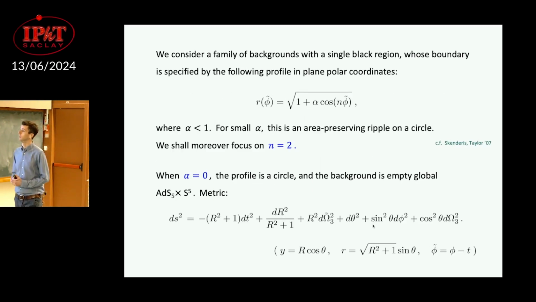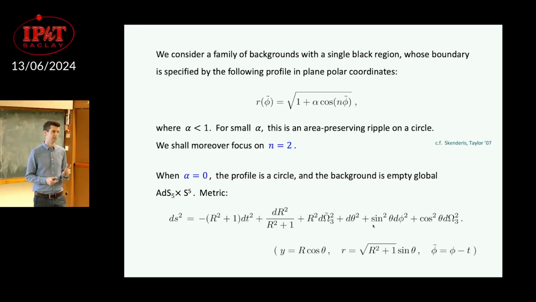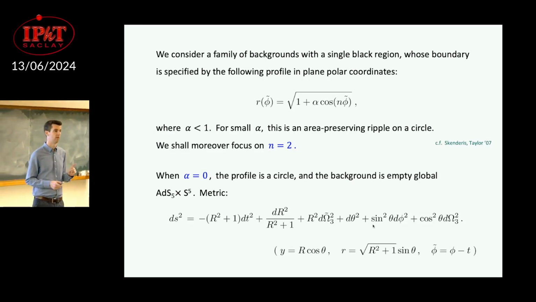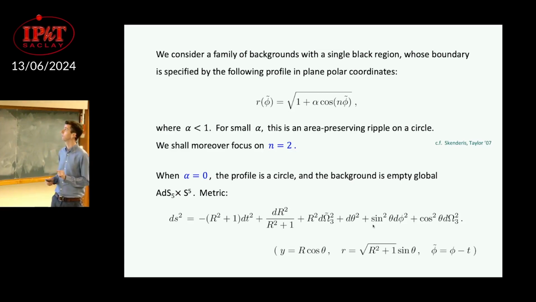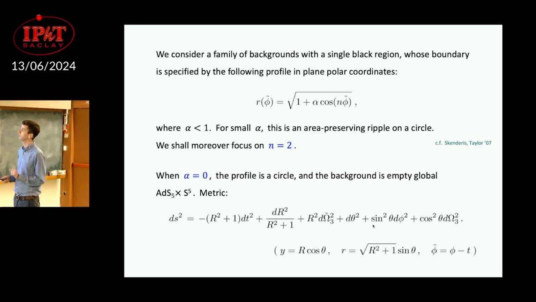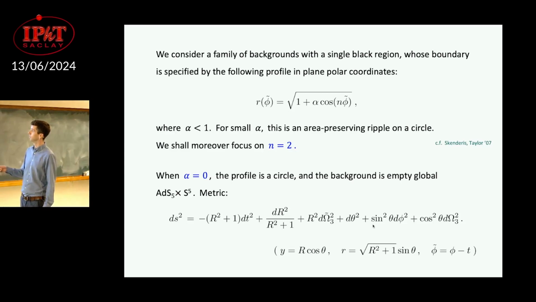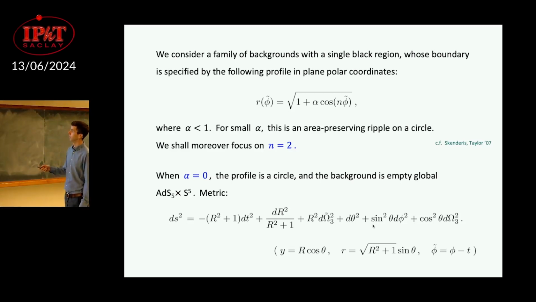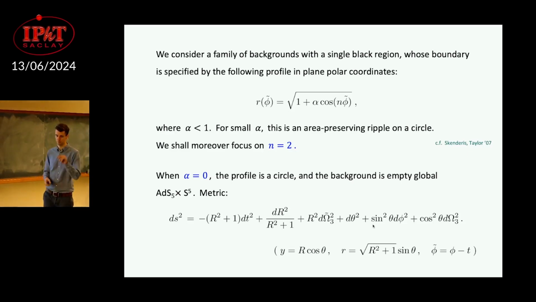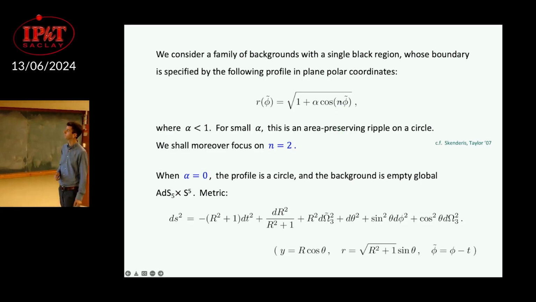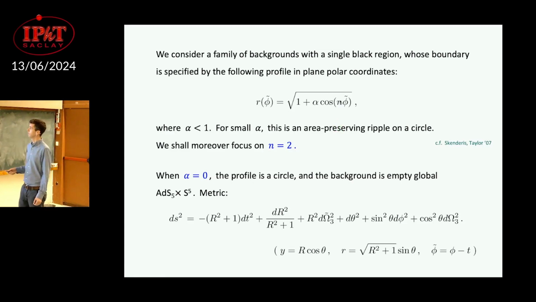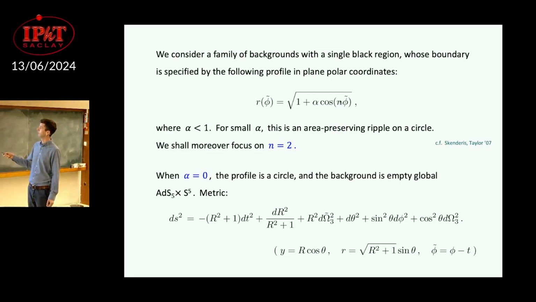We're going to be interested in a family of backgrounds with a single black region, so the same topology as the vacuum, whose boundary involves a ripple on top of a circle, an area-preserving ripple deformation, which you can describe in plane polar coordinates by the square of the radius having a simple periodic ripple. And for concreteness, I'll be focusing on little n equals 2.